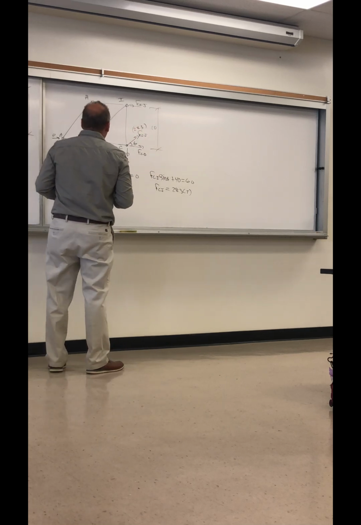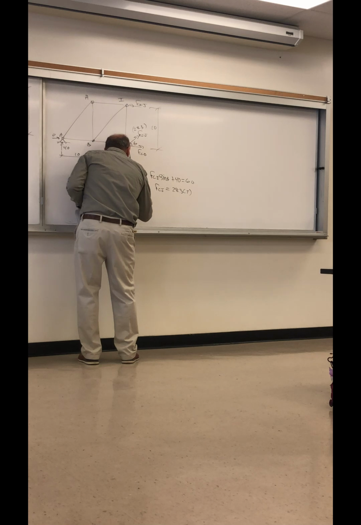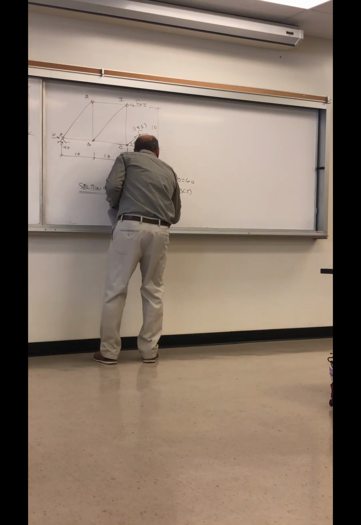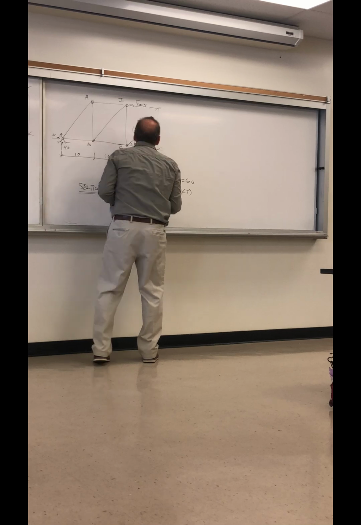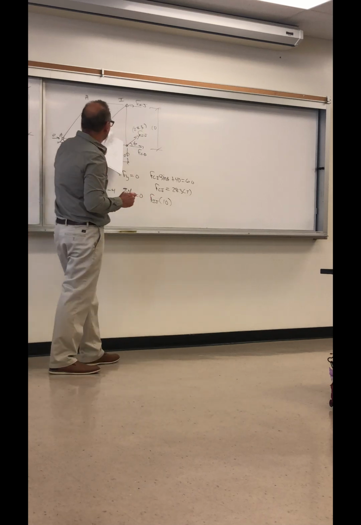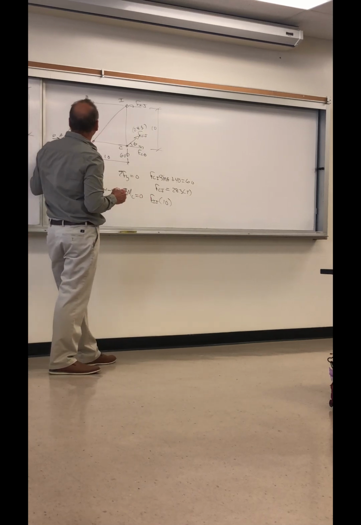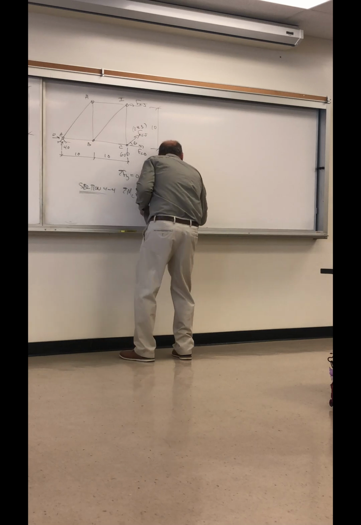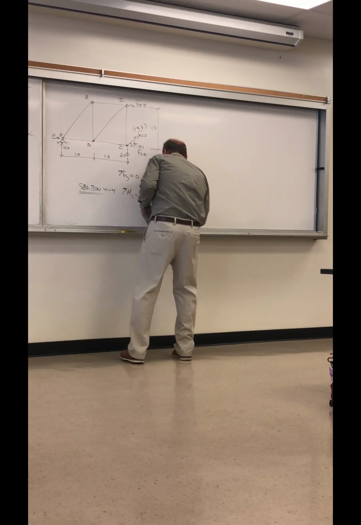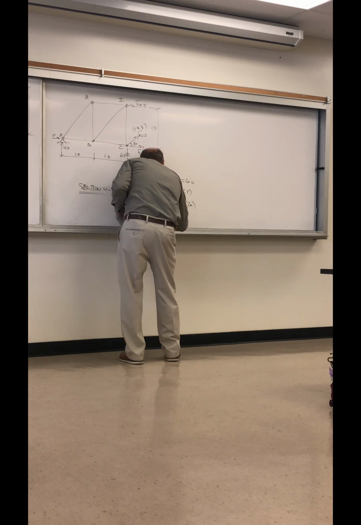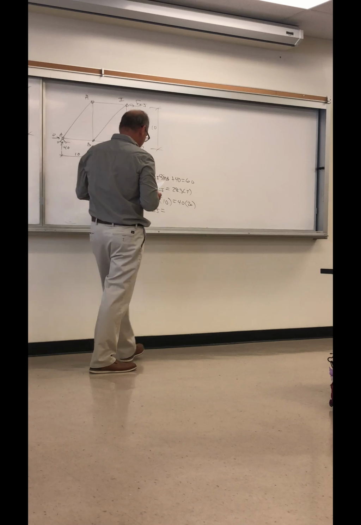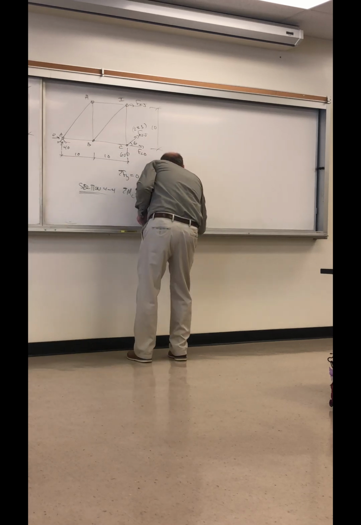Then we'll sum moments about C to solve for F of IJ. F of IJ multiplied by 10. The 60 is going through there, these forces are going through there, so it's just this 40 equals 40 multiplied by 20. F of IJ is 80, in compression.